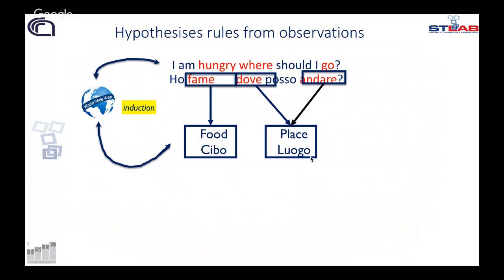So imagine that we have this sentence coming from a patient, which is, "Mario, I'm hungry, where should I go?" So, for example, using some inductive techniques, we can detect that the words hungry and where are related to the concepts of food and place, for example. And also the verbs go and andare in Italian. So here you have both the English and the Italian because Mario supports both languages.